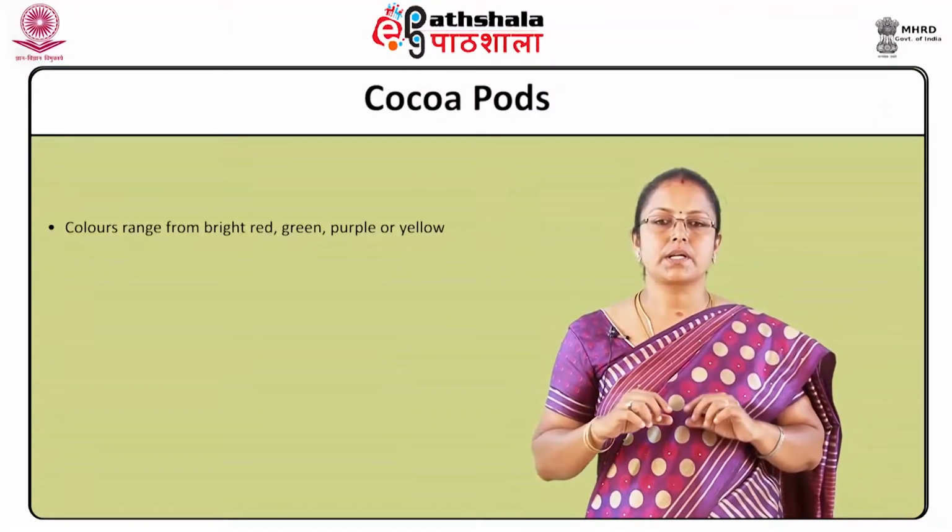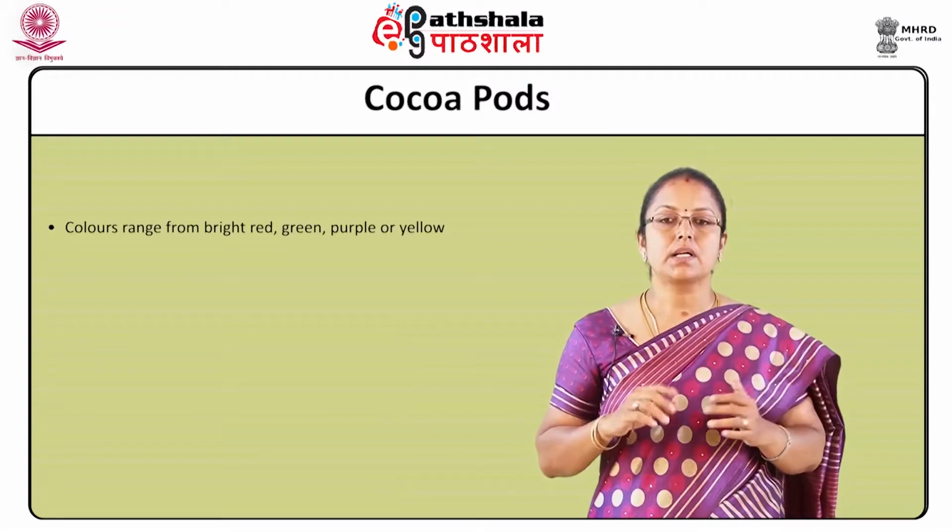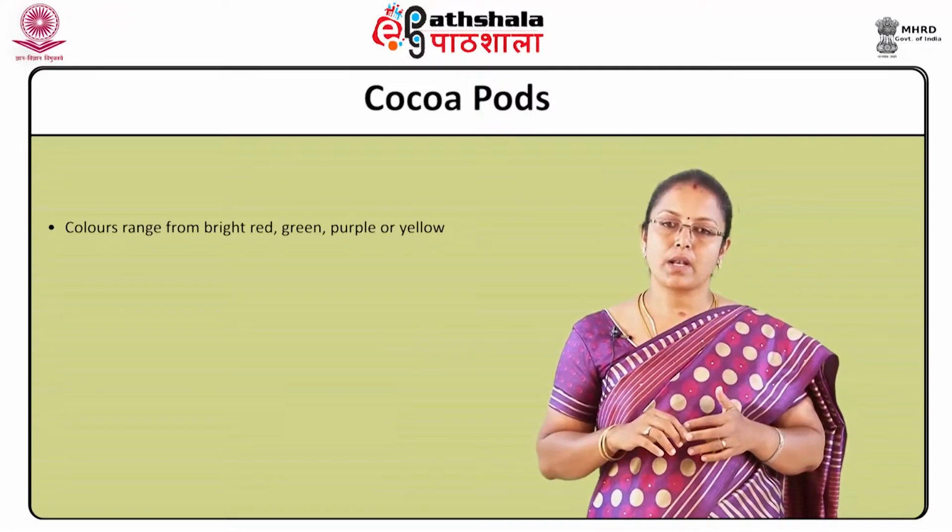The cocoa tree has large and lengthy leaves with pale colored flowers from which the large pods grow on the tree. The tree starts bearing fruit in its third year till its 20th year. The flowers take about 5 months to develop into cocoa pods. The color of the pods ranges from bright red, green, purple or yellow.